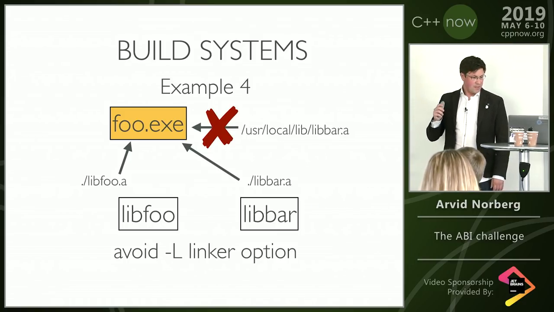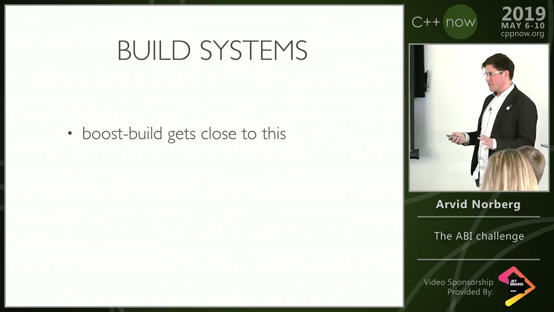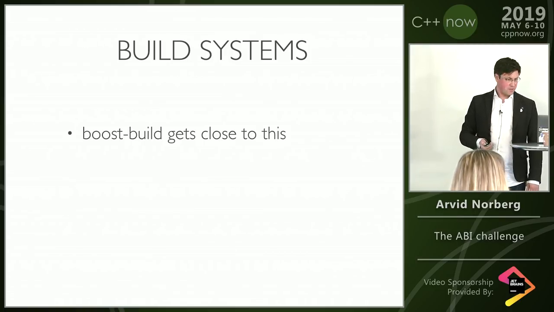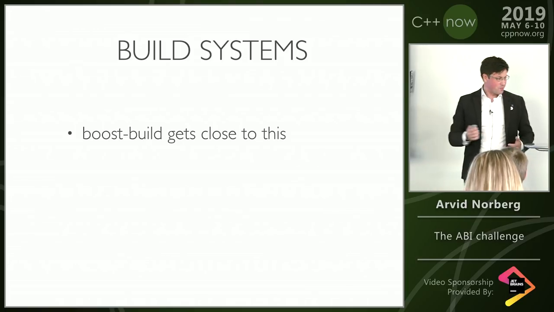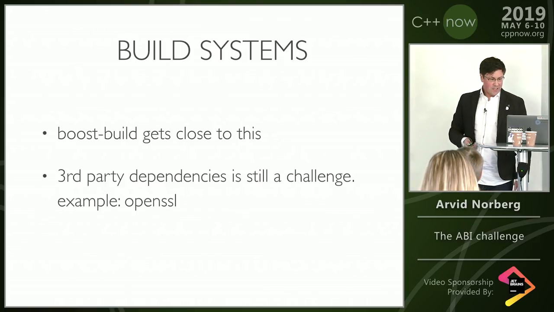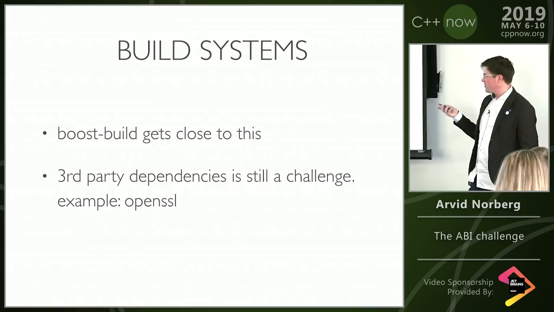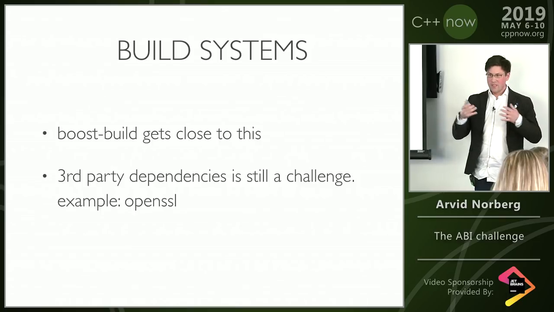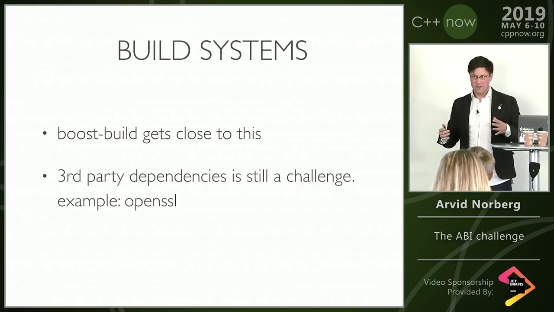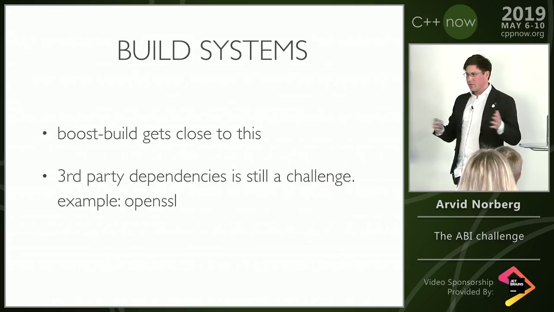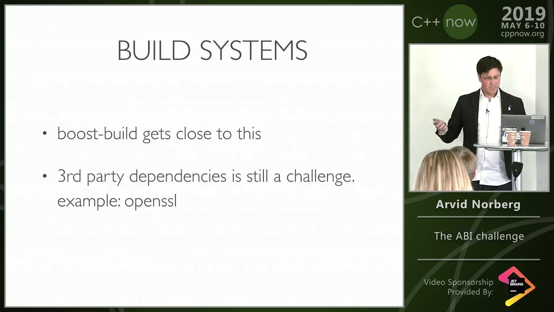All right. I think Boost.Build gets pretty close to this, or at least Boost.Build has an intention of trying to have some rigor in the build configurations, which I wish I would see in other build systems as well. But clearly, a better build system is not going to solve all the problems. If you have third-party dependencies, it's still going to be a challenge to build those in some way where you can be confident that it's compatible. OpenSSL is my favorite example, where last time I checked, you have a Perl script to build it, and you need an assembler, and it's difficult to integrate with other build systems.